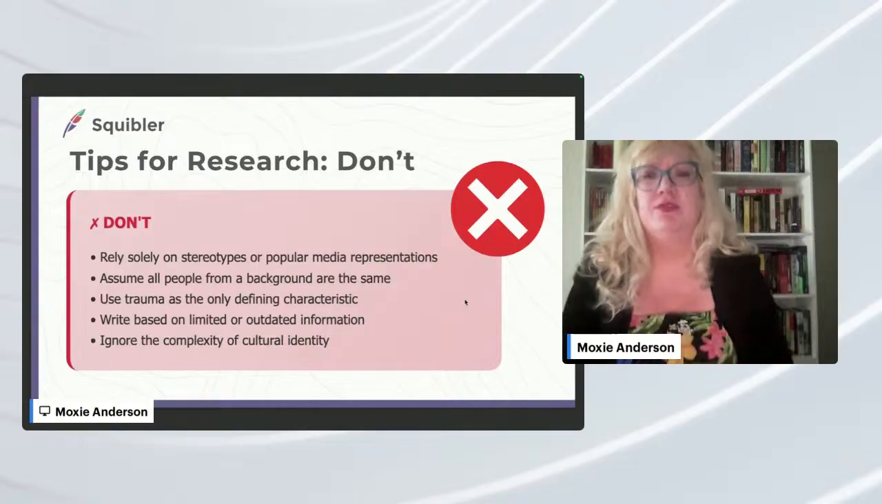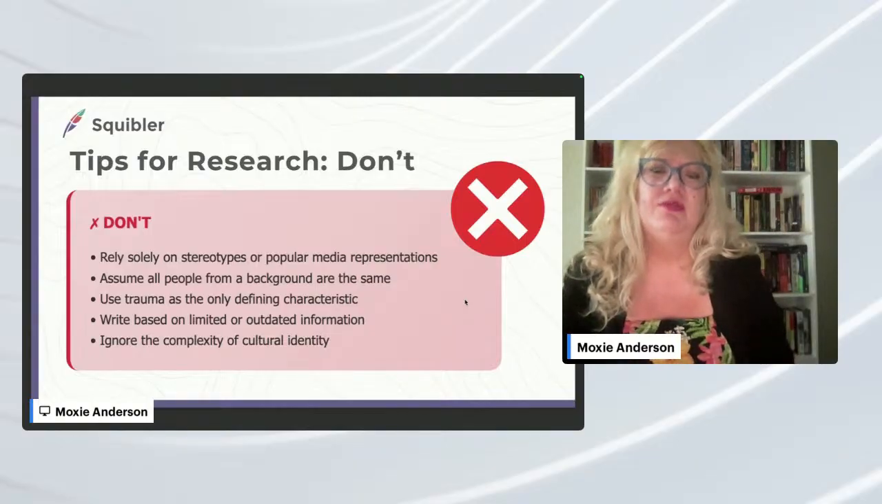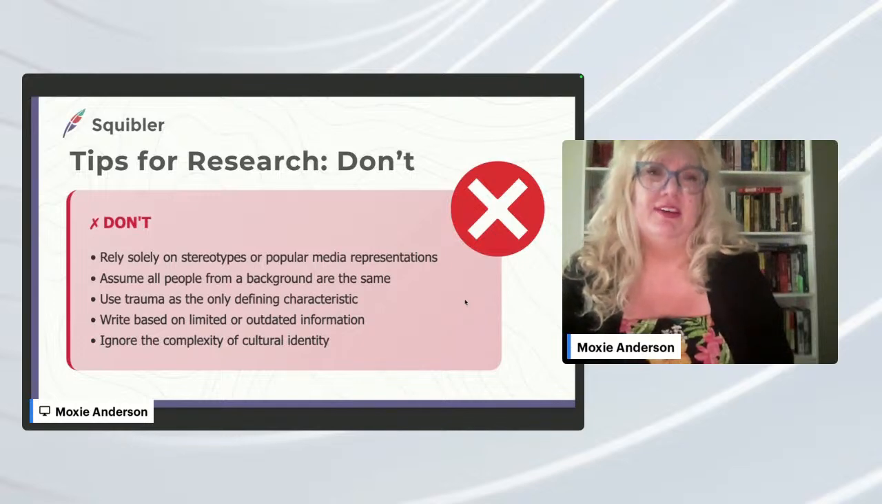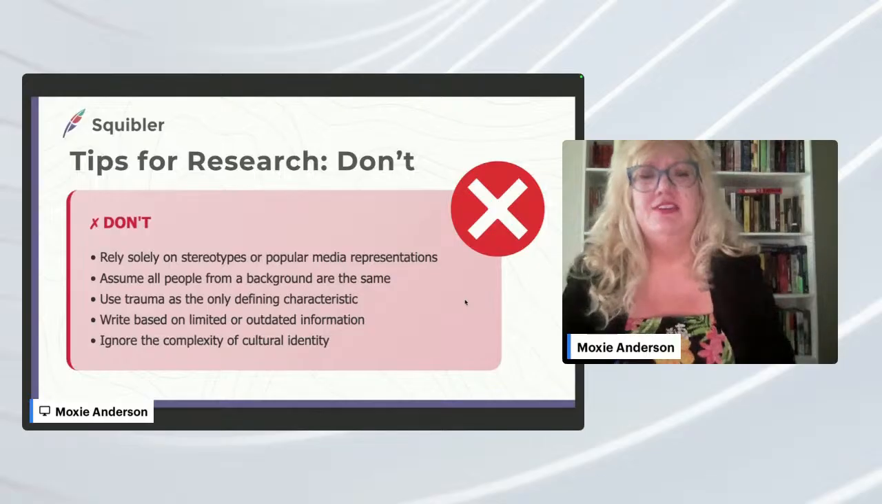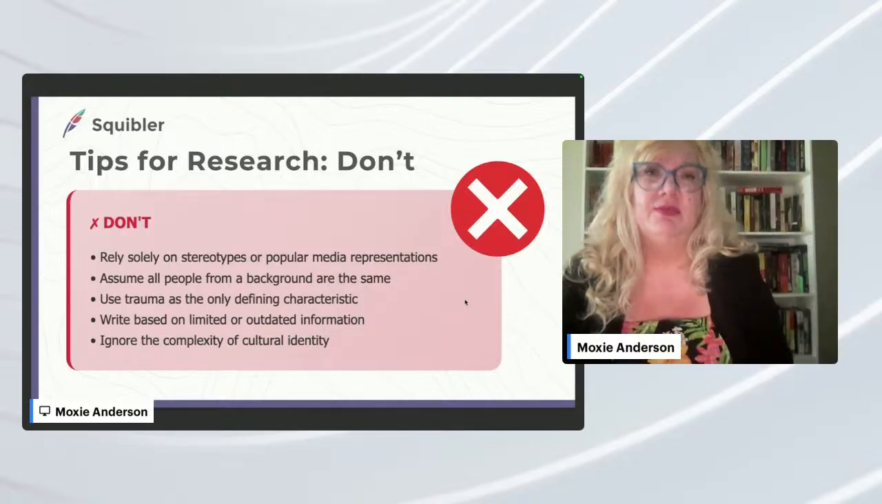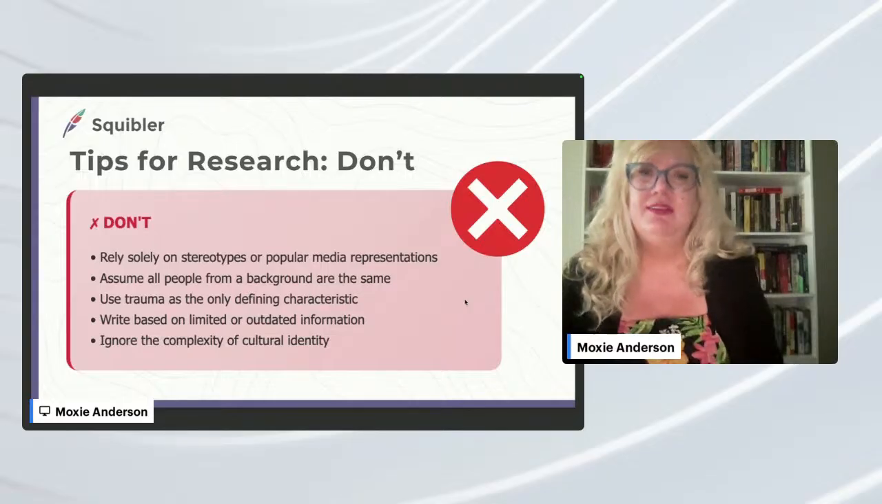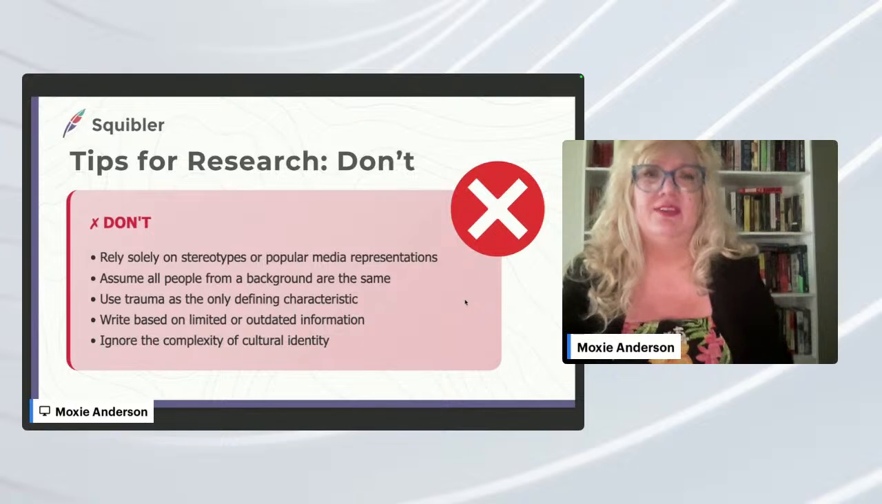Some things to avoid doing, of course, are stereotypes, and don't look to popular media for representations. Those aren't always well rounded. Don't assume all people from a background are the same. If a background has a traumatic experience in it, for example, war or poverty or slavery, don't use their trauma as the only defining characteristic of their behavior. Make sure you don't write based only on limited or outdated information. It's important to look at what's current as well. And be sure that you don't ignore the complexity of cultural identity. It's not a one size fits all approach.